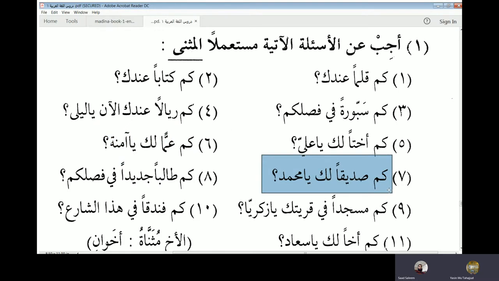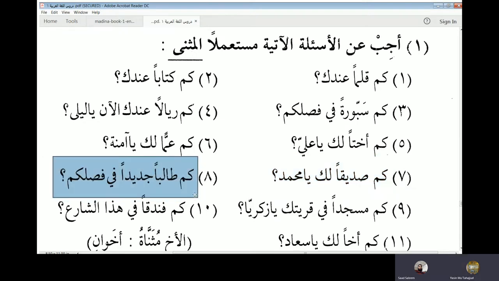Kam sadiqan laka, ya Muhammad? That's how many friends do you have, O Muhammad? Li sadiqani. Li sadiqani. Kam talibanjadidan fi faslikum? That's how many new students are in your class?